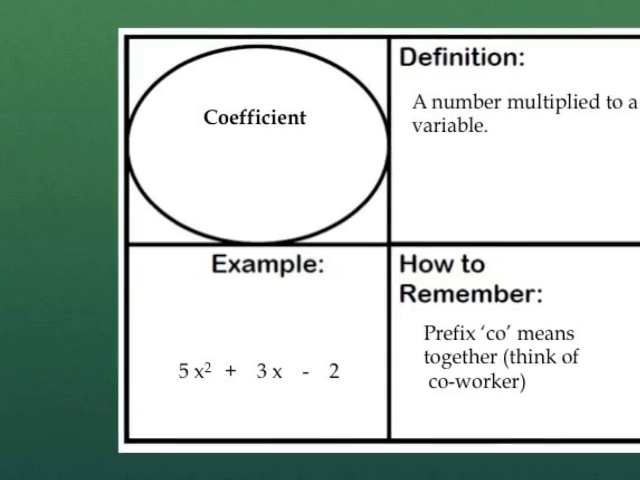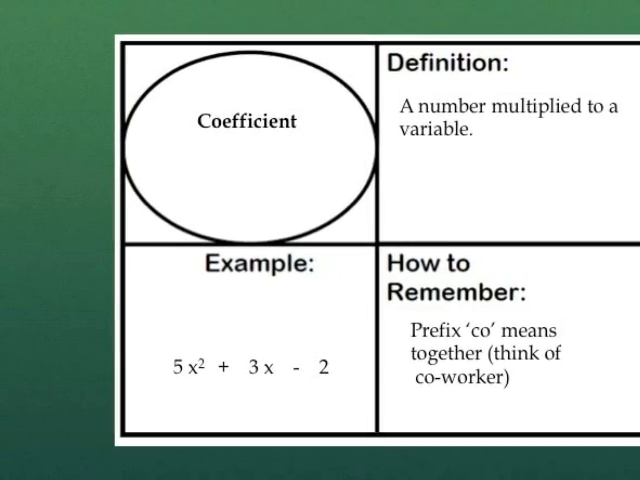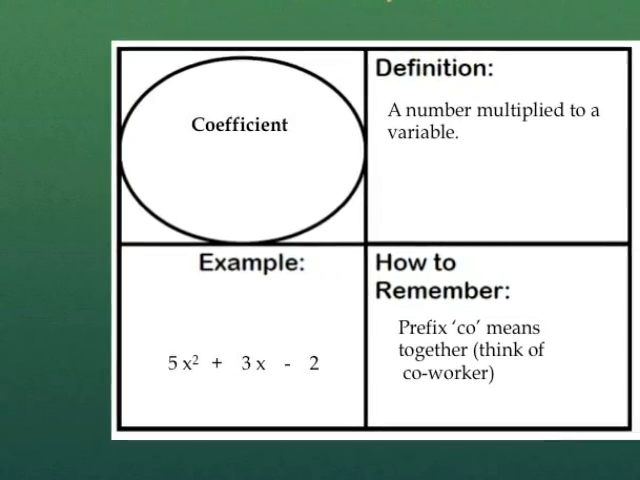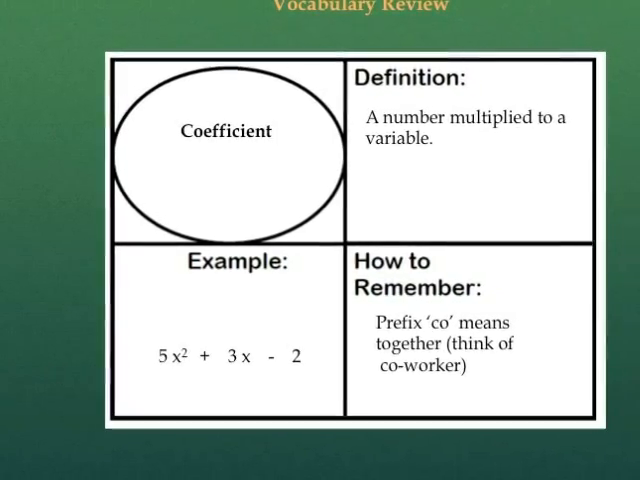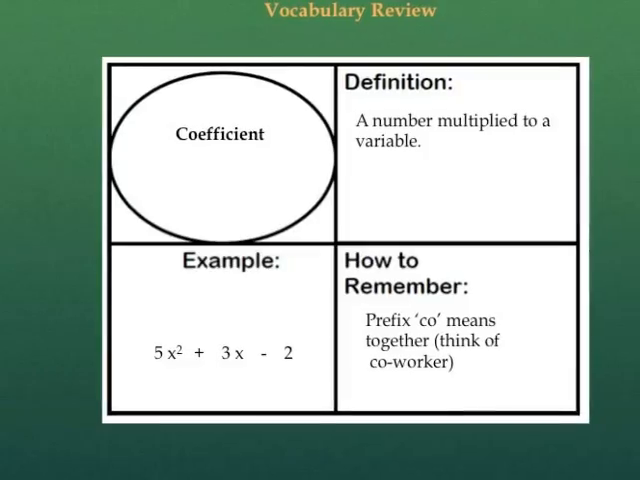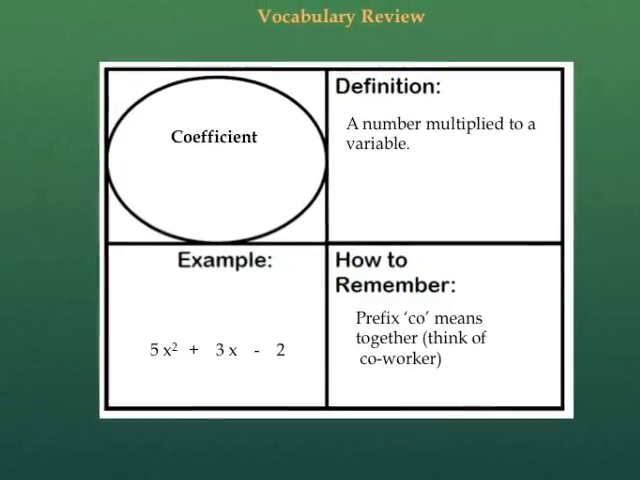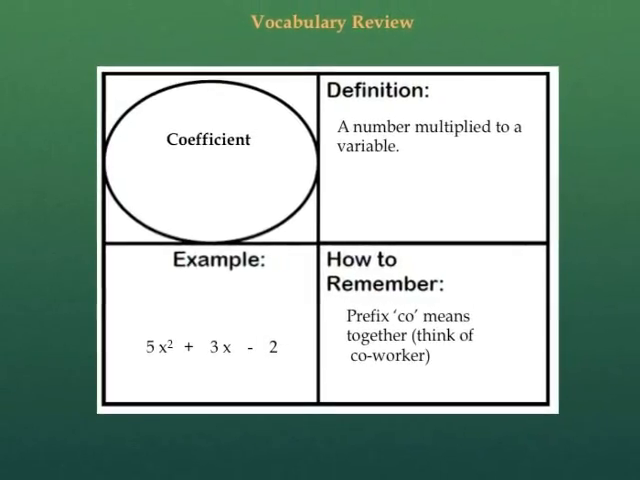Coefficients are numbers multiplied to a variable. As shown in the example, 5 is multiplied by x squared and 3 is multiplied by x. So the coefficients are 5 and 3.